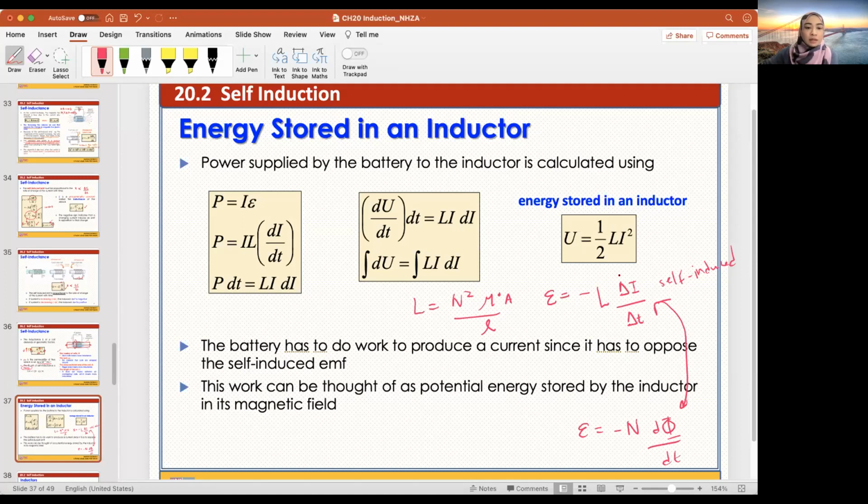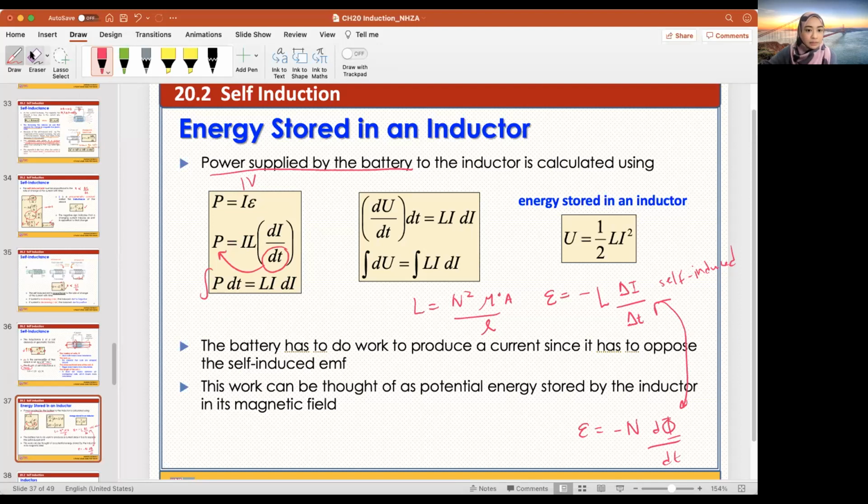Now we talked about the power supplied by the battery to the inductor, calculated using P equals to I V or I EMF. We know that EMF is equal to L delta I over delta T. Here you just ignore the negative sign. So you have P equals I L di dt. If I move this to the other side, P dt equals Li di.